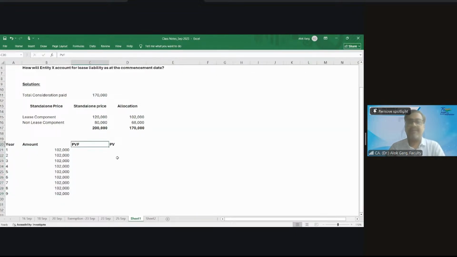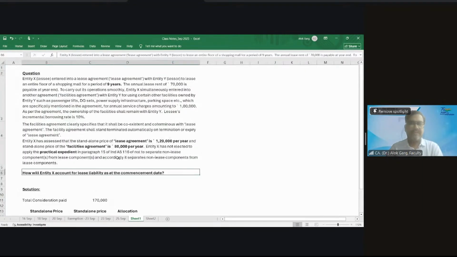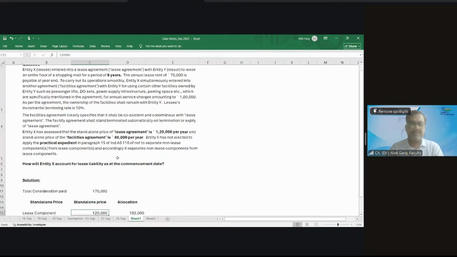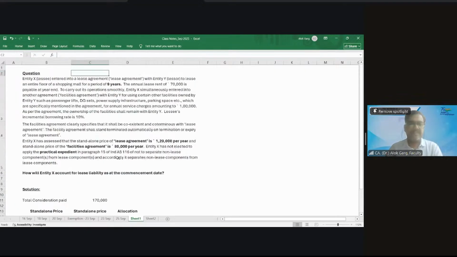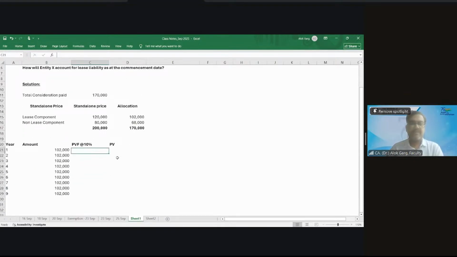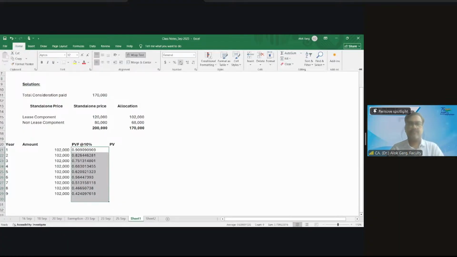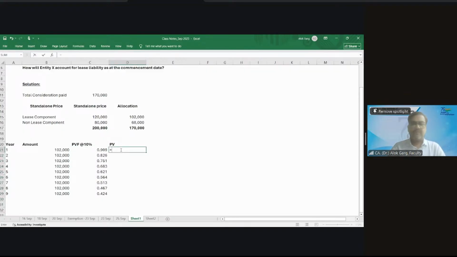What is my present value factor? The discount rate is 10%, so 1.10. It is given as 10%, and the life of the lease term is 9 years. So 10% means 1 divided by 1.1, divided by 1.1, and so on and so forth. Present value is this much.